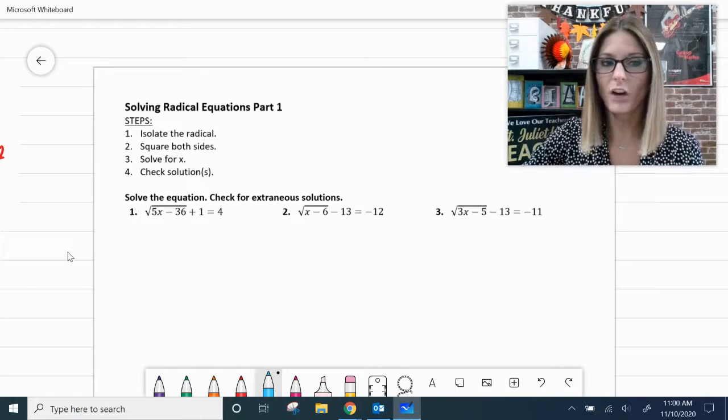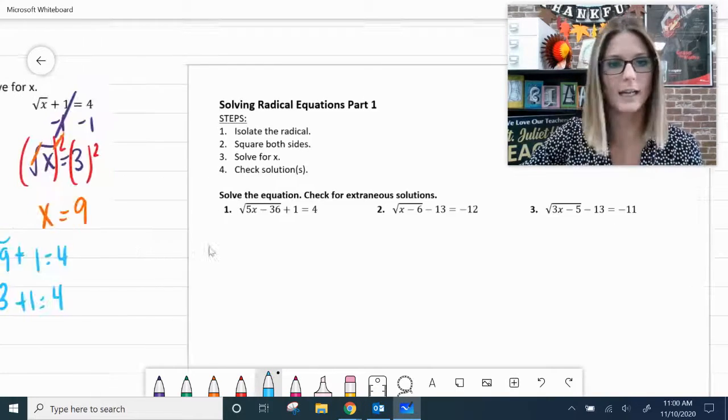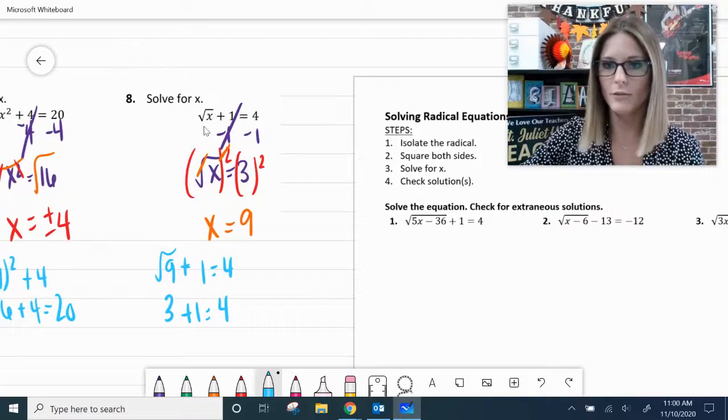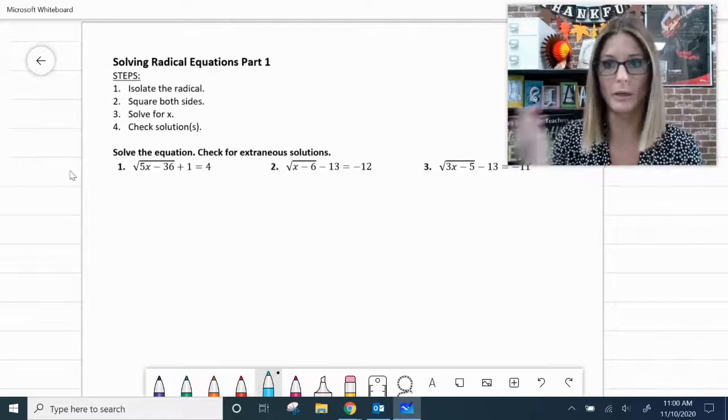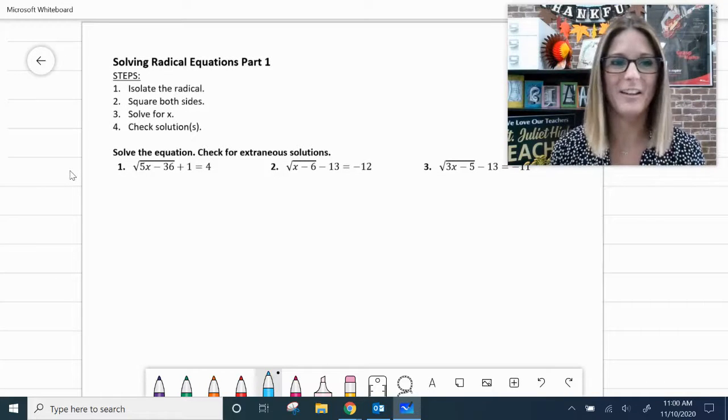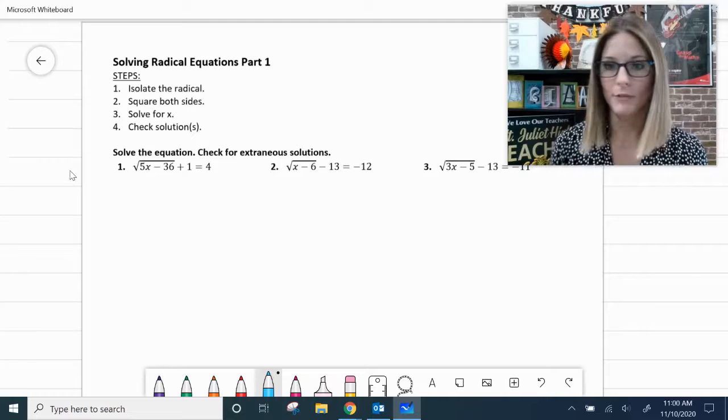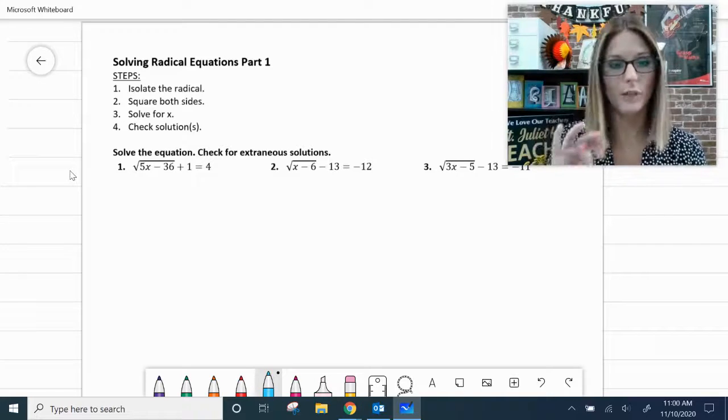So your steps. First, you're going to isolate your radical, just like I did on number 8. Before I really dove into the problem, I got the radical by itself. Step 2, I'll square both sides, just like I did on that other problem. Number 3, we'll solve for x. So everything is pretty simple. Number 4 is very important.